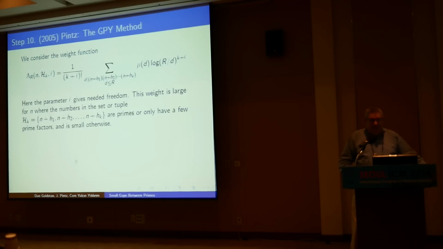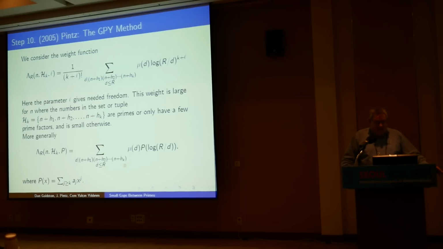And finally, step 10, this is where we got GPY. I have 1 minute, which is perfect. The only thing we needed now was actually Pintz. So Pintz came, and Pintz realized that the thing we had there worked pretty well, but if you added a new parameter L, then that gave you more freedom because you didn't need all these guys to be prime. You only needed some of them to be prime. And with the L, you now have enough freedom to basically do everything you want.